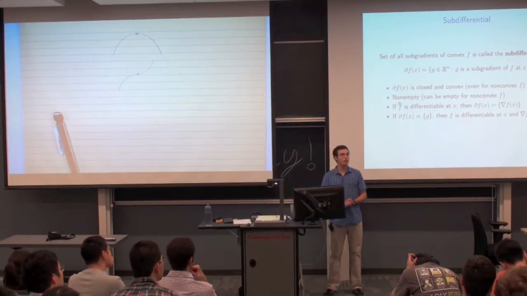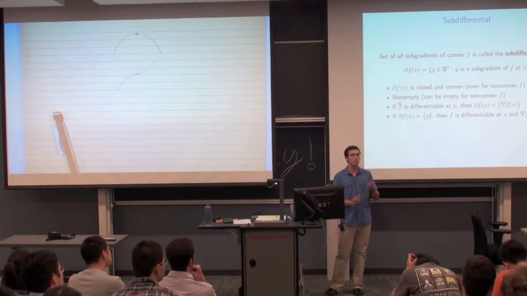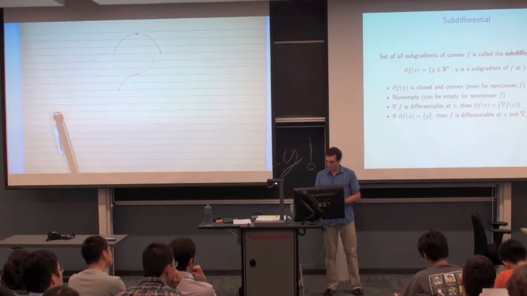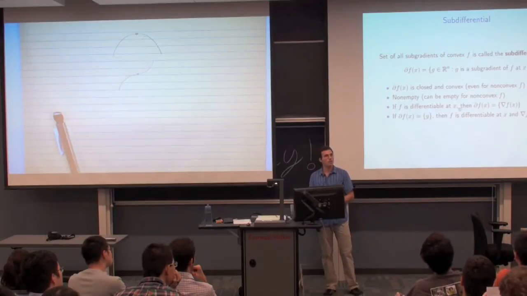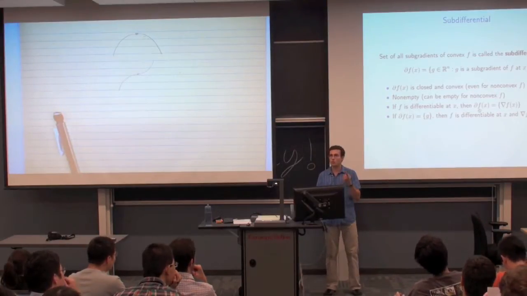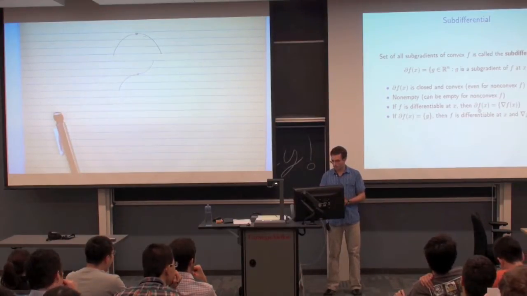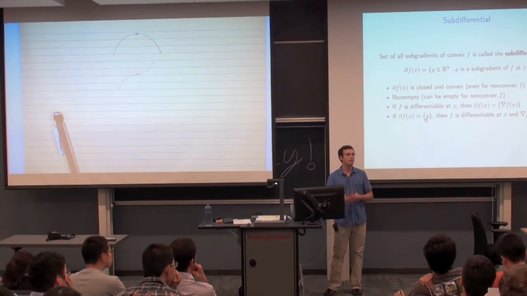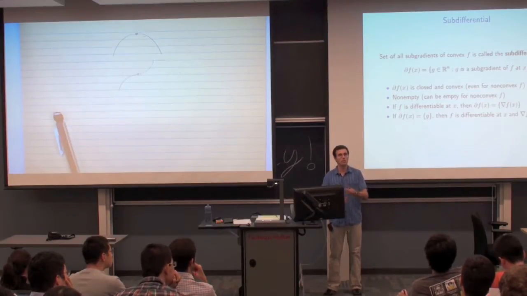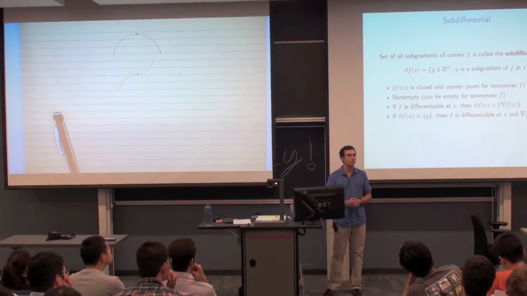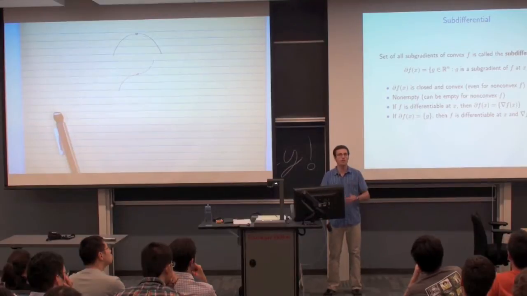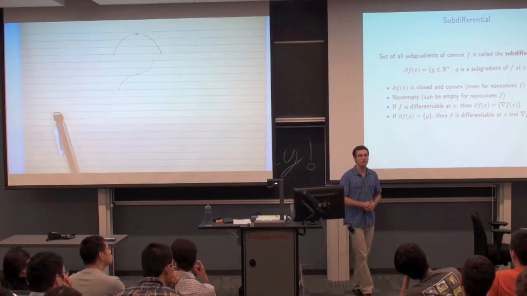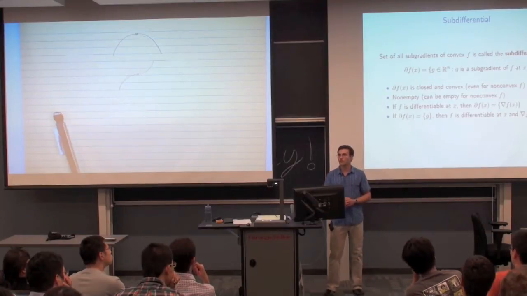It's not empty. We know that's true for convex functions. It has at least one element, but it can be empty if f is non-convex. If f is differentiable at x, we already know this one, then the subdifferential has one element, and that's the gradient. That's all it has. And conversely, if it has only one element, then f is differentiable at x, and that element is the gradient. So it matches all of our intuition in the differentiable case, and just generalizes this notion to containing multiple candidates, and those candidates are the subgradients.